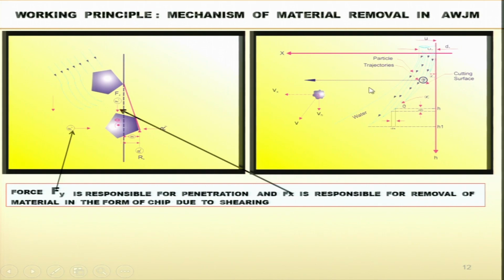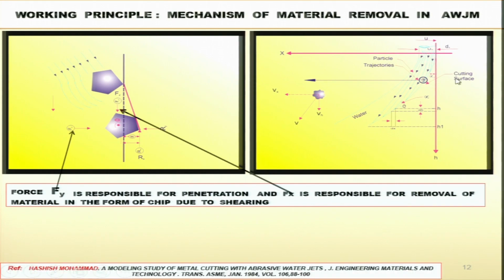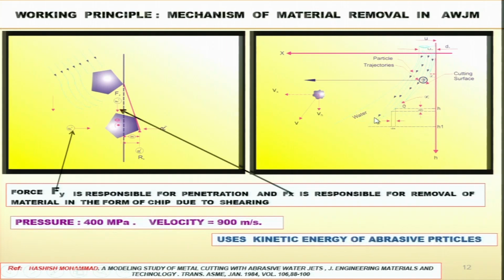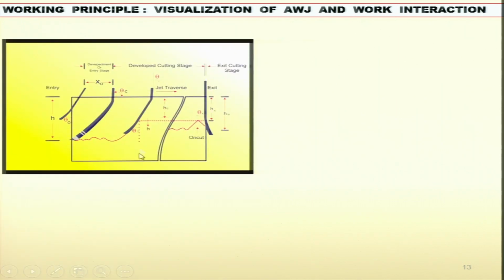Now this is another picture showing the forces, etc. You can see cutting edge and so on. Workpiece is there, water is there, abrasive particles are there, they are moving in this particular direction. Pressure is around 400 megapascal. I have already told you velocity is around 900 meters per second, depending upon what kind of surface you require. It uses kinetic energy of the abrasive particles for removal of the material by fracture or shearing or by deformation, whatever it is.